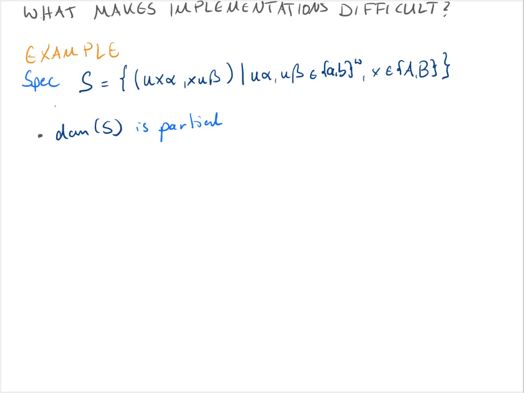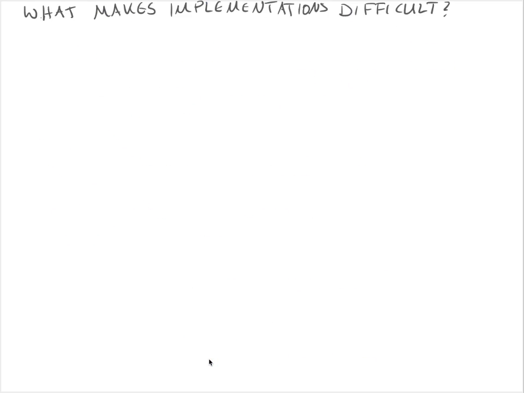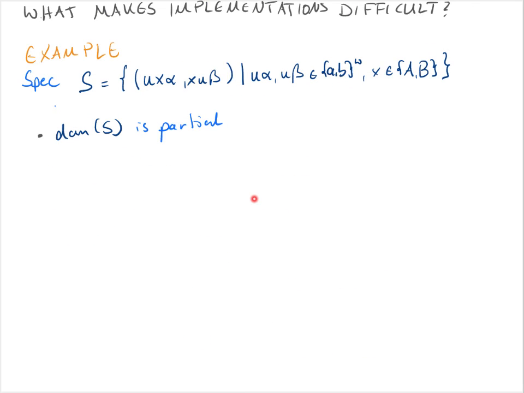Okay, so if we again take a look at the specification, why is it that we have to go back in the input and cannot directly read the input and then know what we have to produce? Why is that? It is because this domain is partial. Here the domain, the special symbol occurs exactly once, and we have to wait for it in order to know what the output should be.